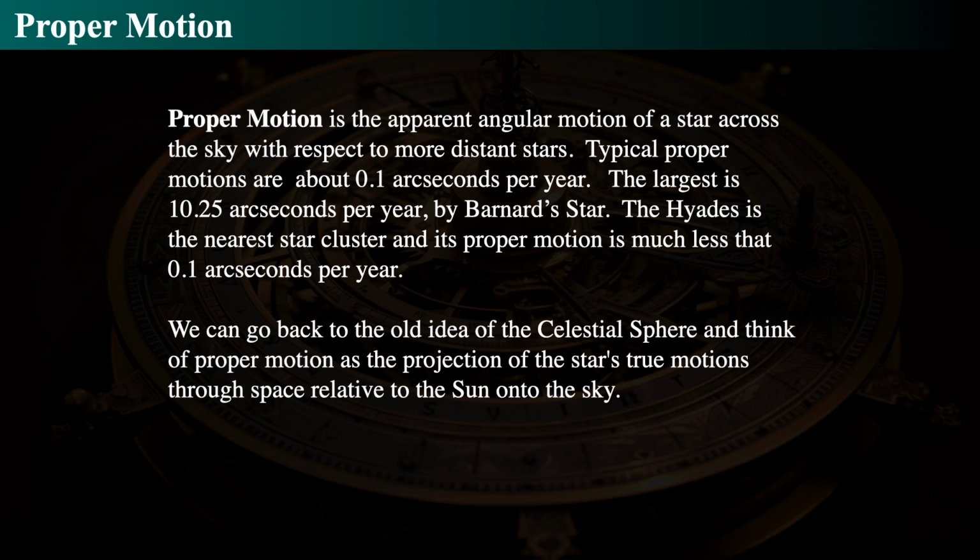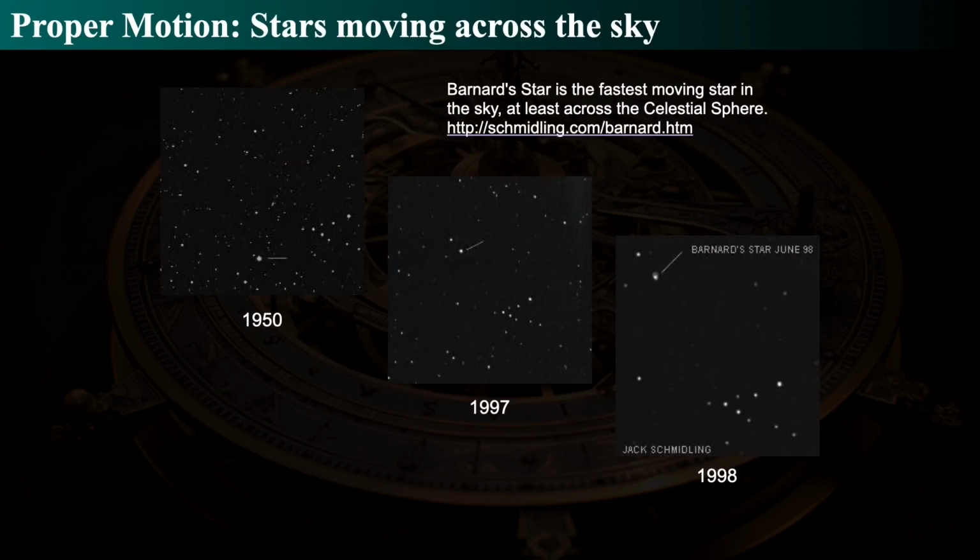Let's look first at a very interesting guy's work, a guy named Jack Schmidling, who likes photographing Barnard's star in the sky. He's been doing it for a long time. One of his first photos is from 1950, then 1997, 98. He took these pictures and put them on his website, which is schmidling.com barnard.htm. So you can go take a look at his website to see what he's been doing.